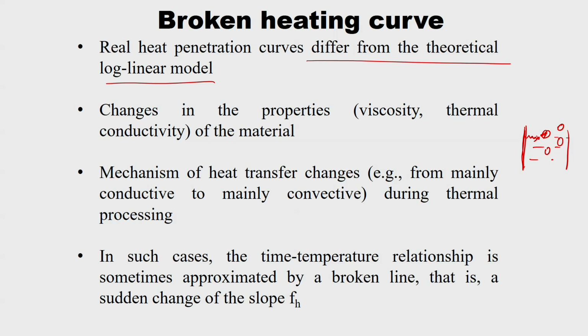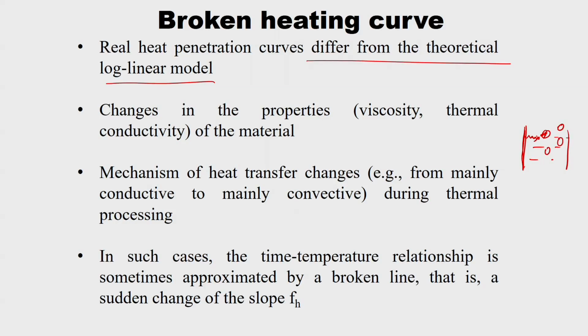And another one is changes in the properties, viscosity and thermal conductivity, which also determine this. So, there may be a deviation from the log linear plot, and in such cases the time temperature relationship is sometimes approximated by a broken line. For example, I have something of this kind, right. Till here I will have information, from here I will have information, so I will put it as an approximation. This is the way it should be. The broken line is based on the sudden change of the slope FH.